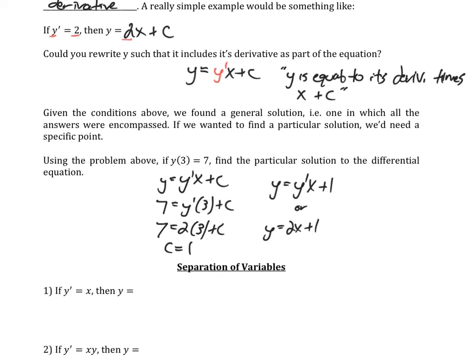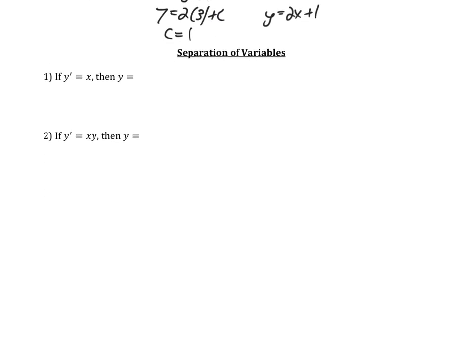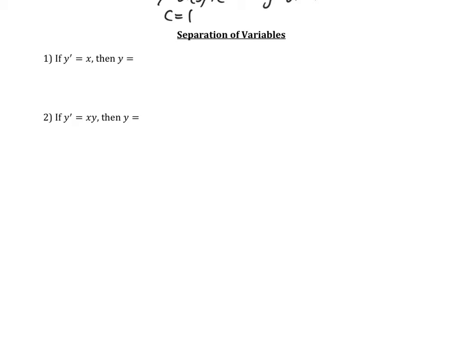So let's maybe just do one more quick example, and then we'll get into this idea called separation of variables. If I told you y prime is equal to x, then, again, if we're trying to find its general equation, y is equal to 1/2 x squared plus c. And if you wanted to write it so that y prime is in it, we could write 1/2 y prime squared plus c.